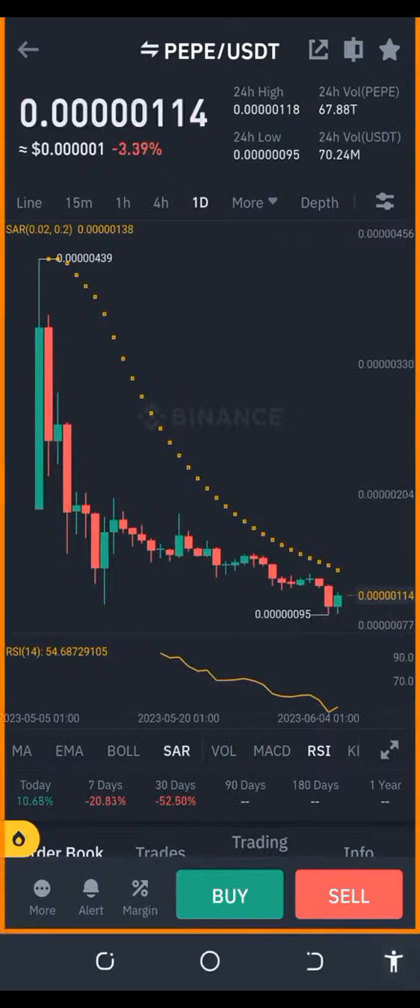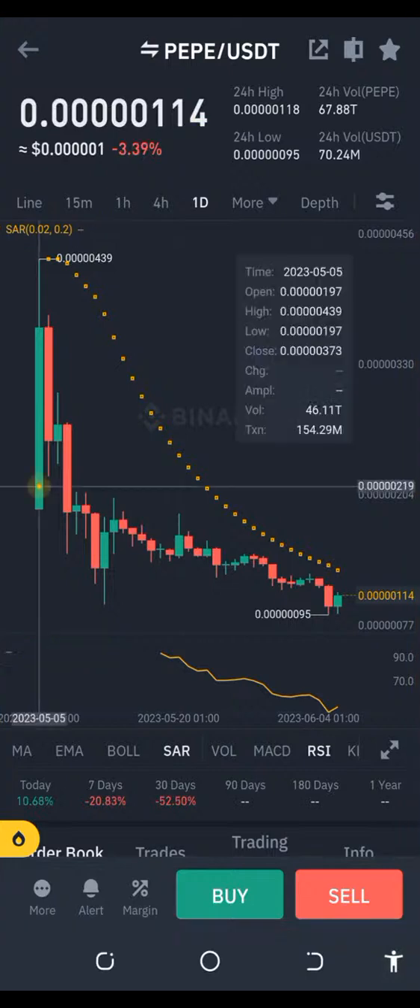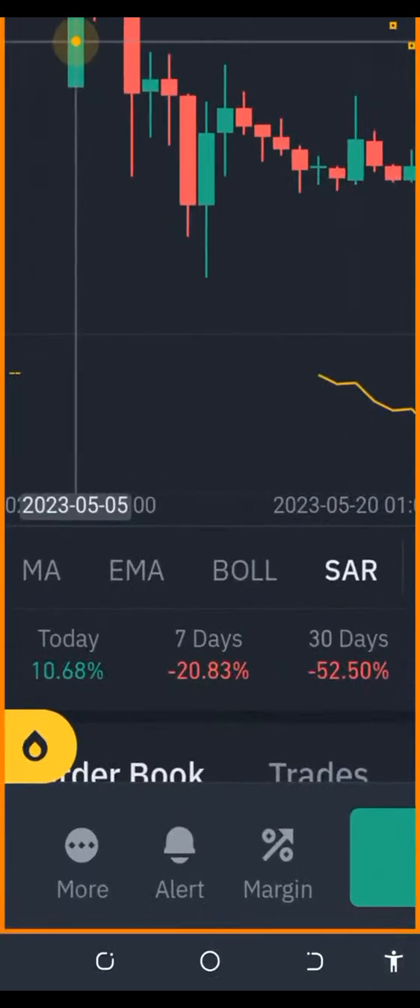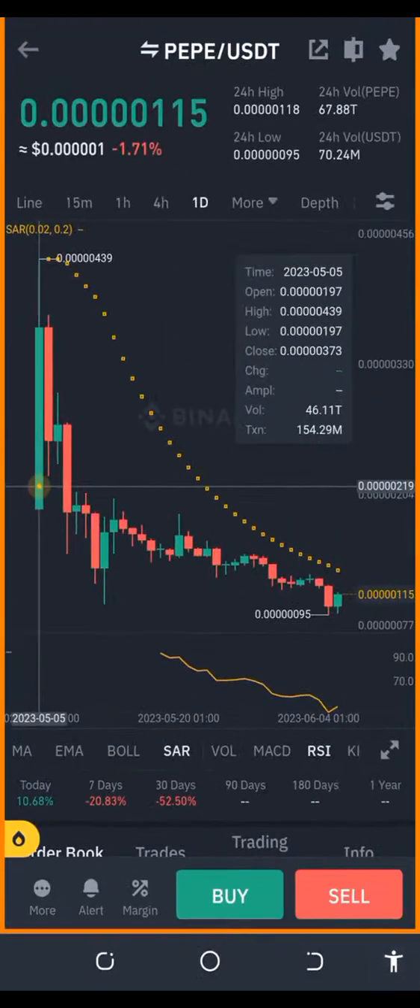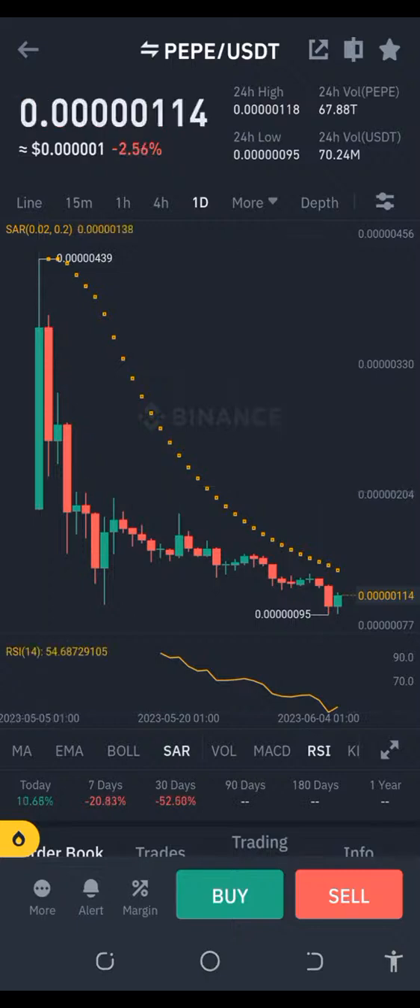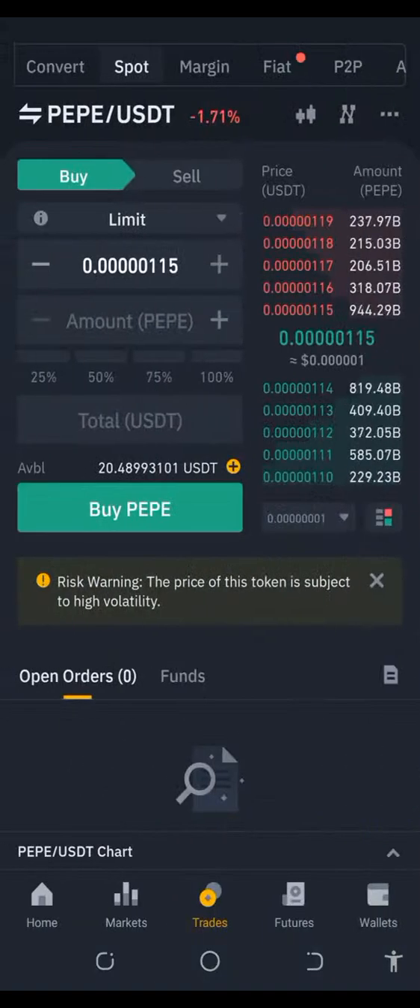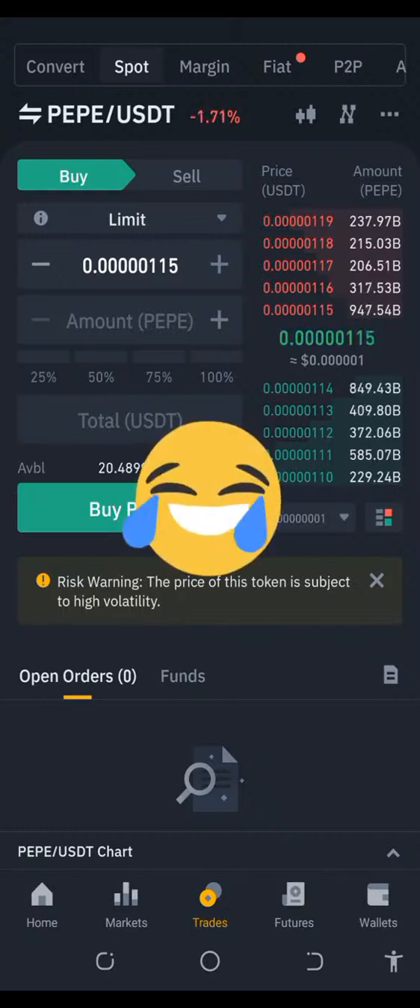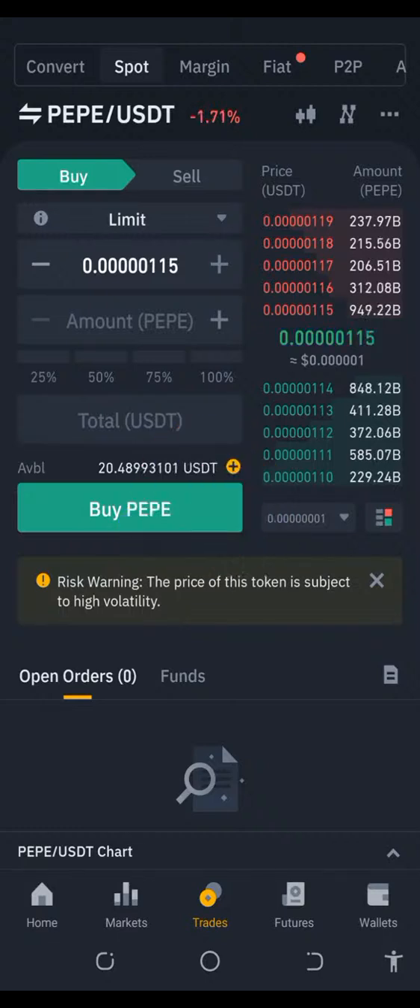Let me check when this one listed. You can see the big pump. This was listed on the 5th of May, and as we're doing this recording, this is the 6th of June, just about a month ago. So it's still a new, fresh coin in the space. Anyways, I hope you've learned something. Pepper USDT has given us some pepperistic moves, and so we're happy that we're able to make some good money from this.